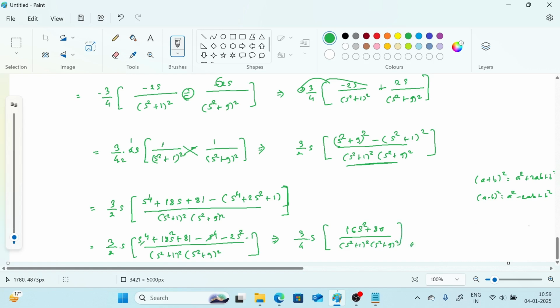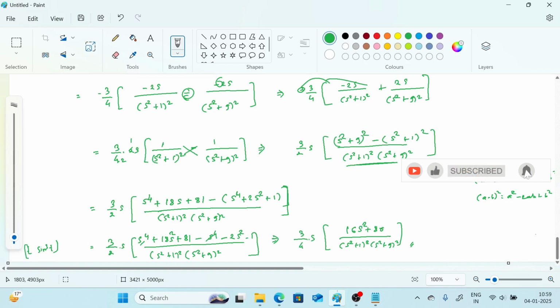That's it. This is the answer for t sine cube t, right? This was the example which we learned today.